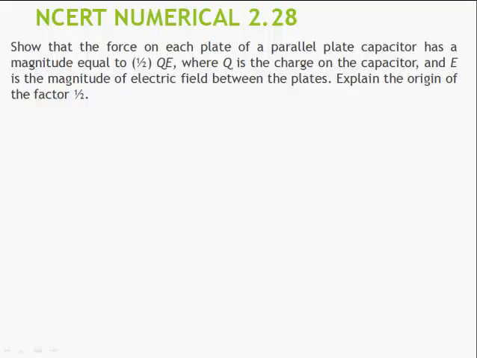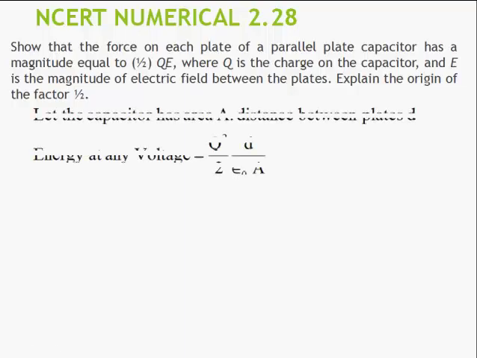So we get Q into E. So E is sigma by epsilon naught into 1 by 2. So we multiply, we get the answer. But there is another method, because you can say the other field is also there. So we go for the energy conservation point of view.